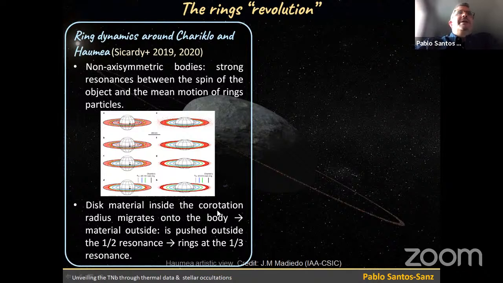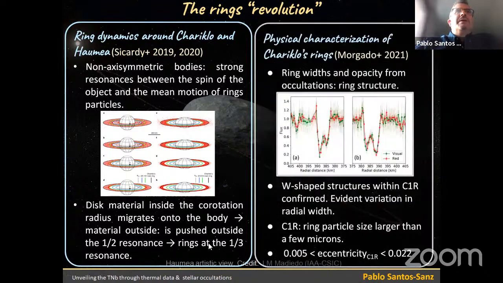If there is material inside the co-rotation radius, the co-rotation radius is the radius at which a particle rotates at the same rate as the central body. Then, well, material inside migrates onto the body, and material outside is pushed outside the 1-2 resonance. And well, this can explain why these rings are at this 1-3 spin-mean motion resonance for Haumea and for Chariclo at least.